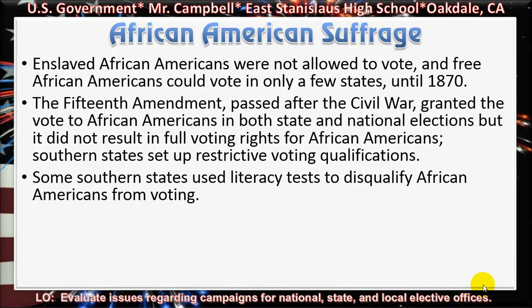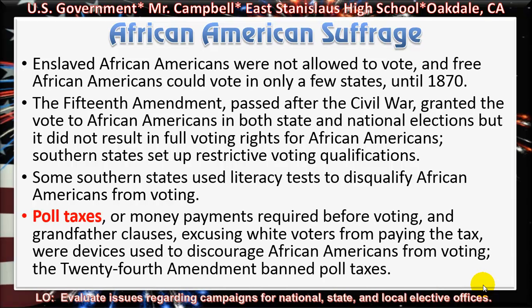Some southern states used literacy tests to disqualify African Americans from voting, and poll taxes, or money payments required before voting, and grandfather clauses excusing white voters from paying the tax were devices used to discourage African Americans from voting. The 24th Amendment banned poll taxes.